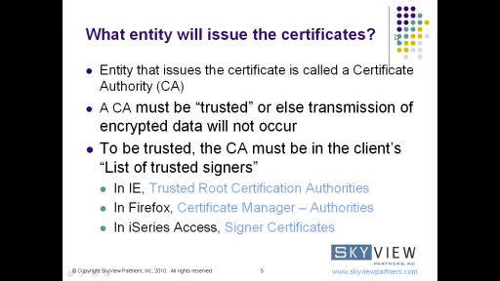So the entity that will issue the certificate, first of all, that entity is called a certificate authority. Okay? And a certificate authority has to be trusted by the client. In this case, it's the client that has to trust the certificate authority, or else that transmission of the encrypted data, that handshake, will never occur. Okay? It will never complete. So to be trusted, that certificate authority has to be in the client's list of trusted signers. If you take a look at Internet Explorer, you can see that list of trusted signers under Trusted Root Certification Authorities. If you're using Firefox, you can look under Certificate Manager and look under the authorities there, and you'll see that list. In iSeries Access, they're called signer certificates. So that's what the different terminology is, and that's where these lists are located.